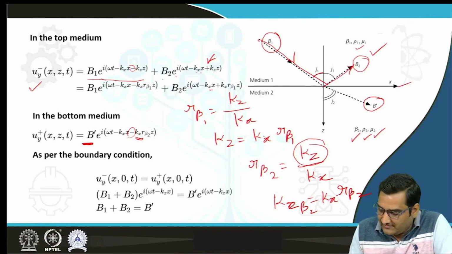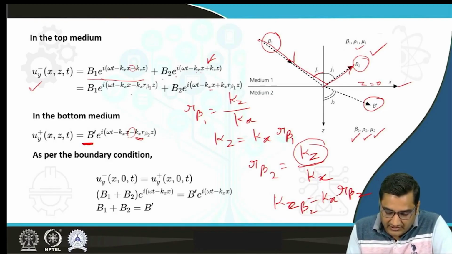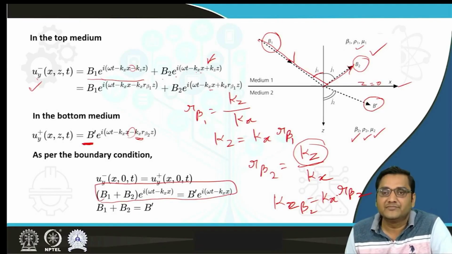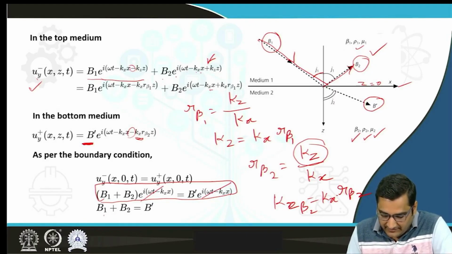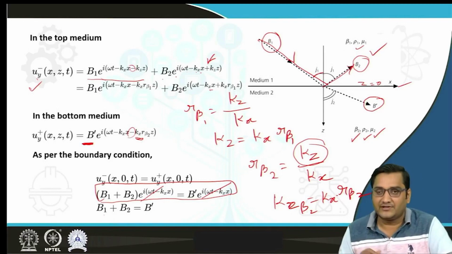So across the interface means here this interface z is equal to 0. So when you are incorporating z is equal to 0 in uy minus and uy plus, then you will get something like this over here, right? So when you do so, these common terms will be cancelled out, and what you will be left with is b1 plus b2 is equal to b dash. So this is your first equation.